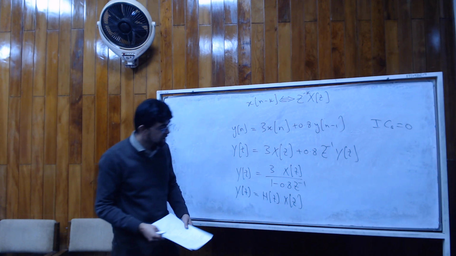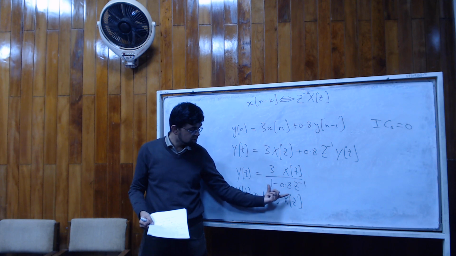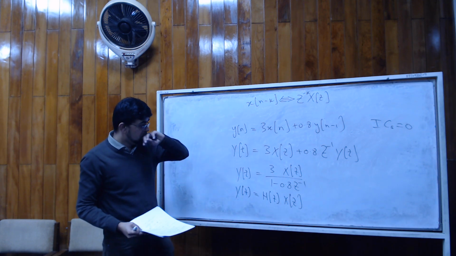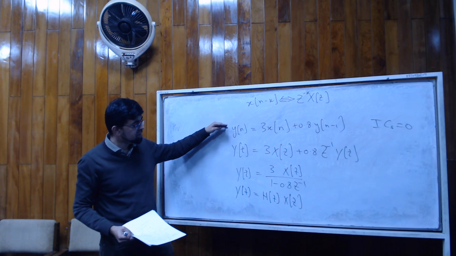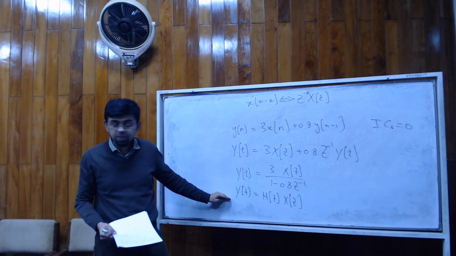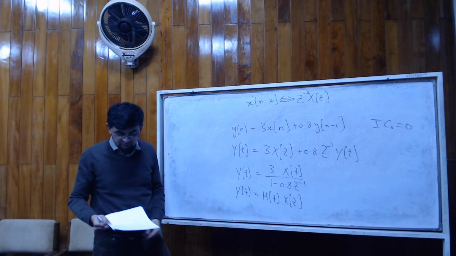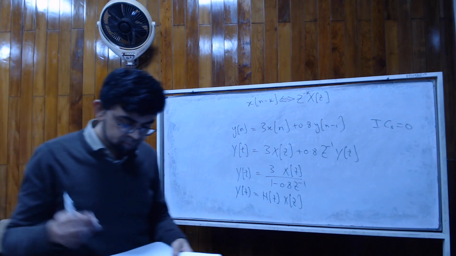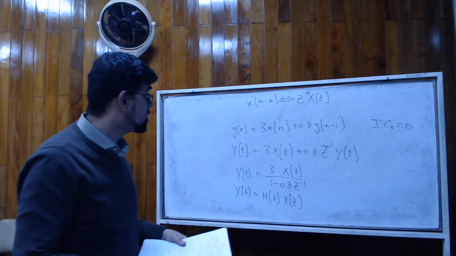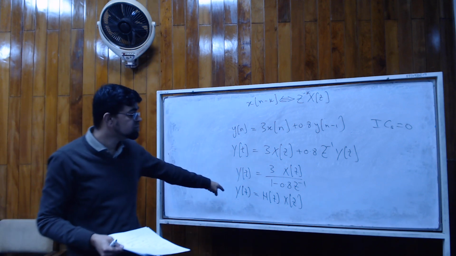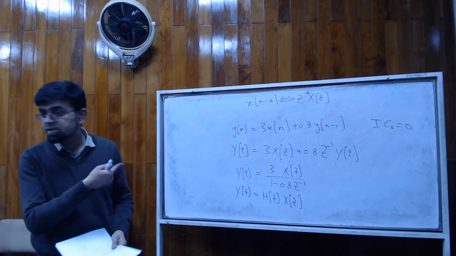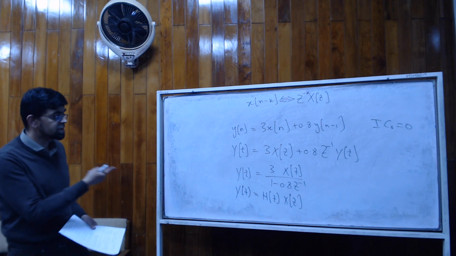What is H(z) here now? It's 3 over 1 minus 0.8 z inverse, right? So a difference equation became a simple algebraic equation with multiplications, divisions, and such. No delays or anything. Yeah, which means you don't have to solve it iteratively now. Yes, the same thing. This is just a repetition. We did it in great detail for discrete time.